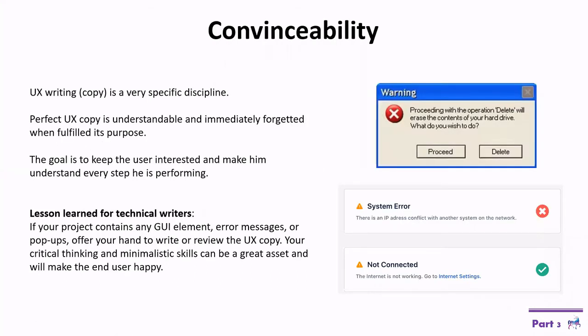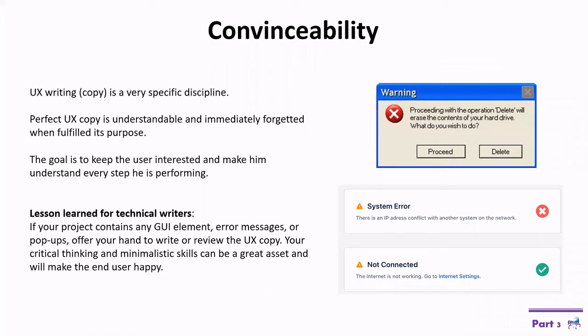Here is another thing that you should notice, and that's the terrible word I put up on the slide. And this is actually bringing the attention to UX copywriting. It's a very specific discipline because perfect UX copy is understandable, and you should immediately forget about it when it fulfills its purpose. And the goal of the UX copy is to keep the user interested and make them understand every step they are performing.